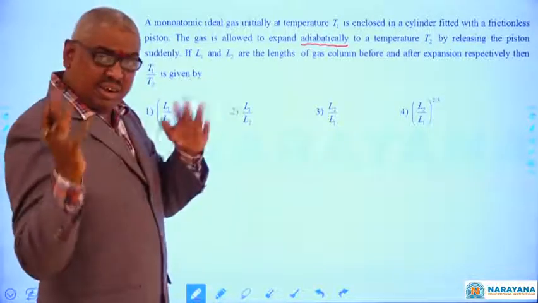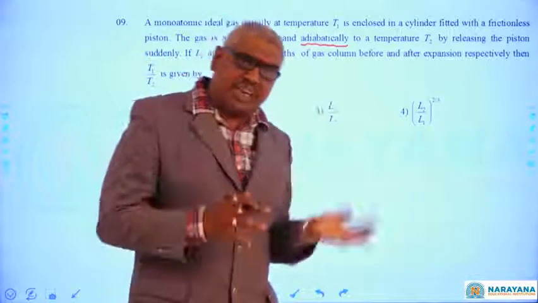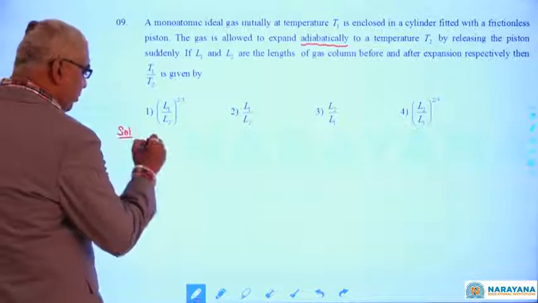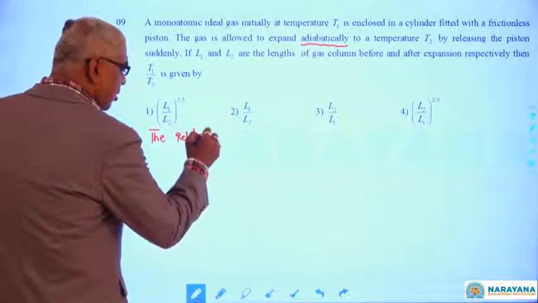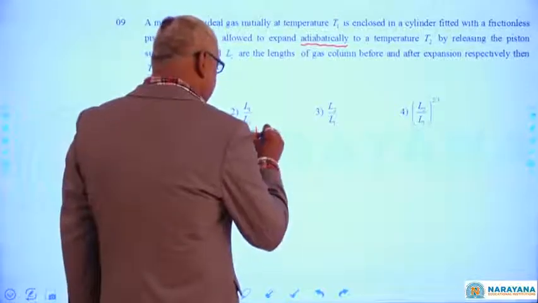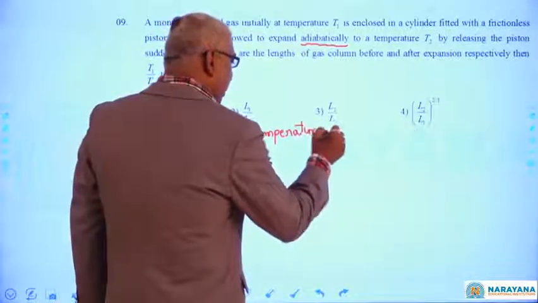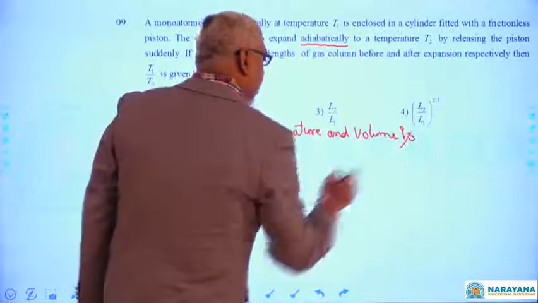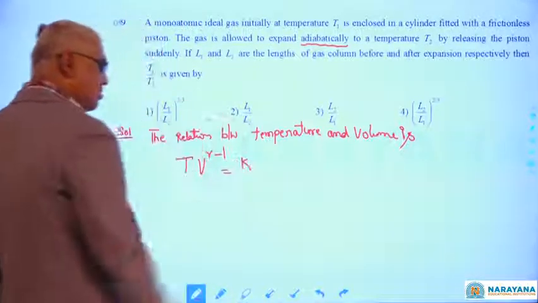Two things are there. What are they? Temperature and the volume. Two things are there here. So we are considering the temperature and volume relation in adiabatic process. The relation between temperature and volume is T V to the power of gamma minus 1 equal to constant.